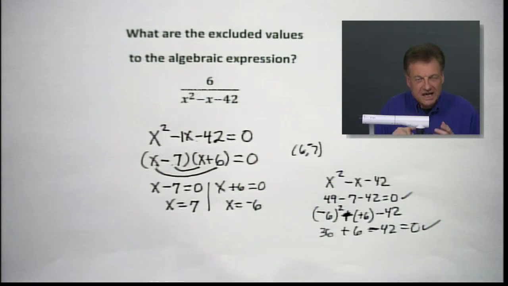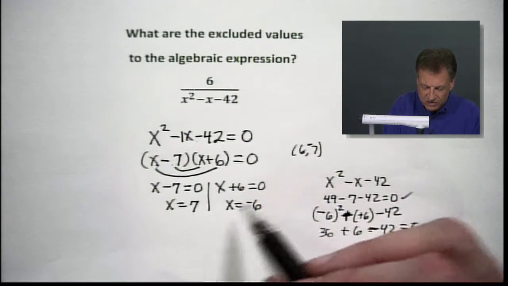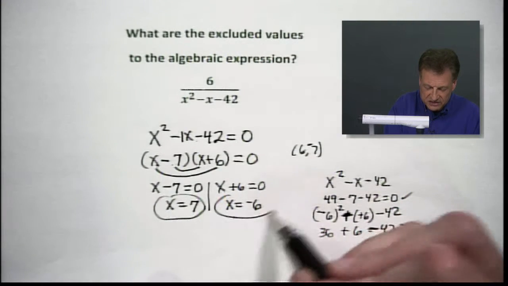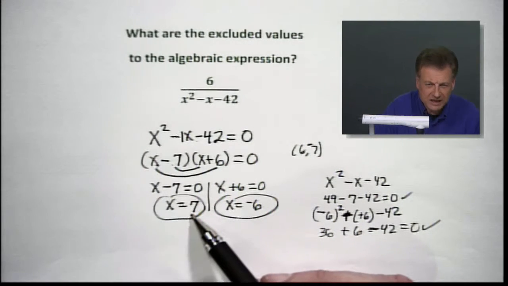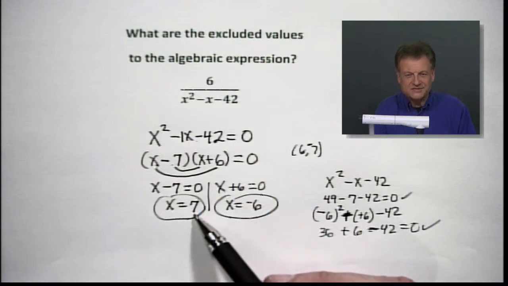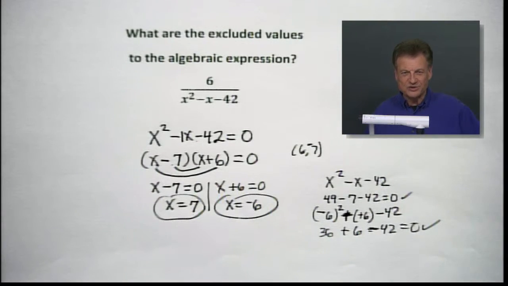So Samaya, there you have it. Samaya from Bearden, you got the values that we're looking for. That would be x equals 6 and x equals negative 6. Did I say 6 again? My goodness, I'm a little discombobulated today. That's a positive 7 and a negative 6. Those are your excluded values.